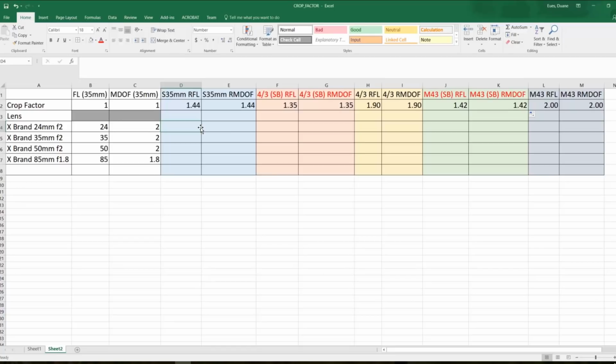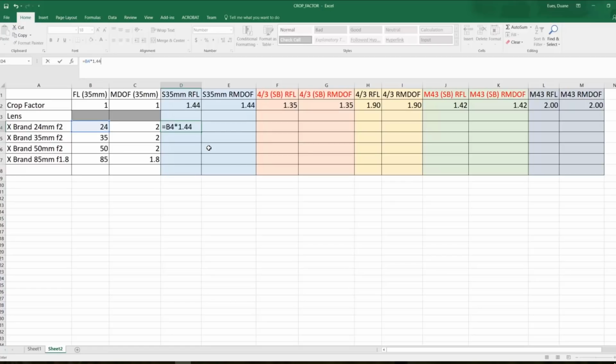Okay. So for determining the relative focal length that you'll have and the relative minimum depth of field, it's really going to be the exact same thing. It's the exact same formula. The only difference is that the values are going to be different, right? So I'm going to start, equals, and then I'm going to choose the cell with the focal length, right? And then we're going to multiply that by the crop factor.